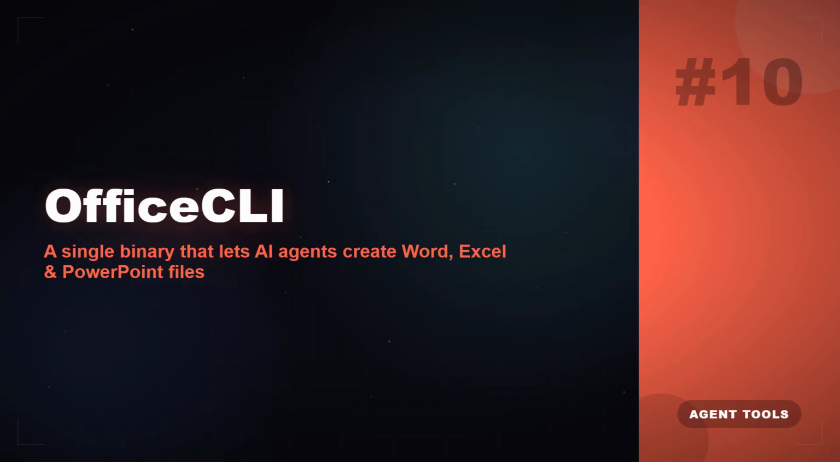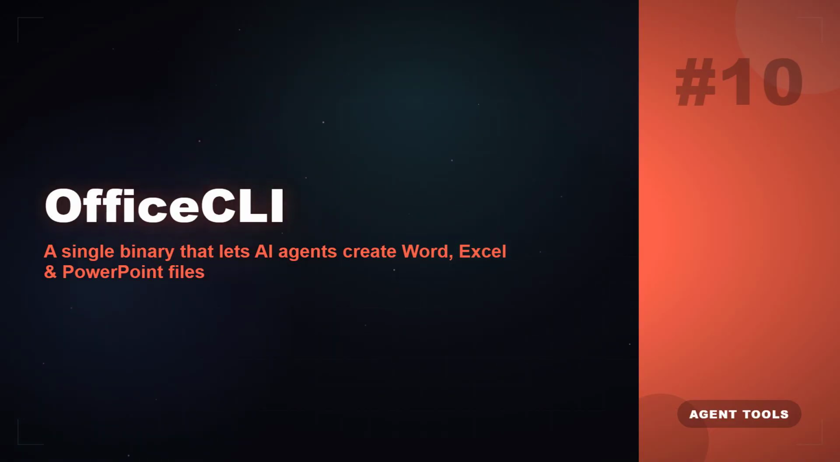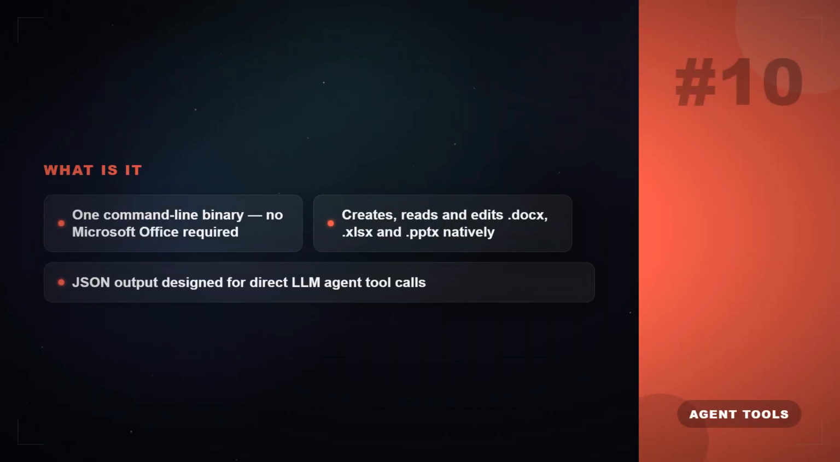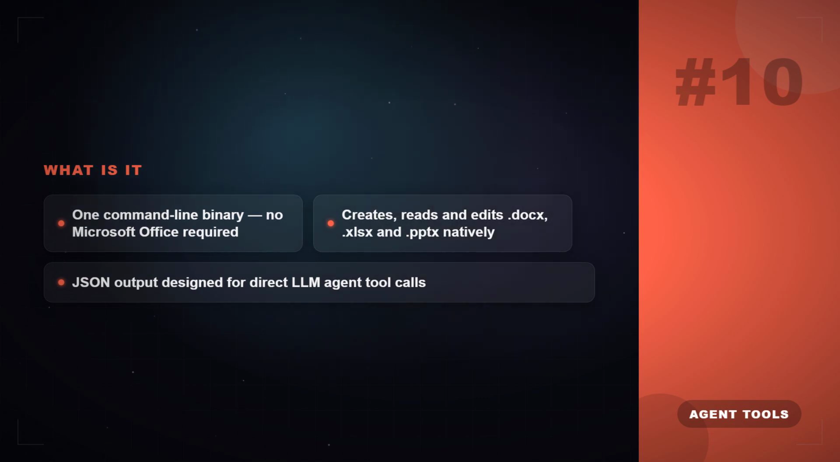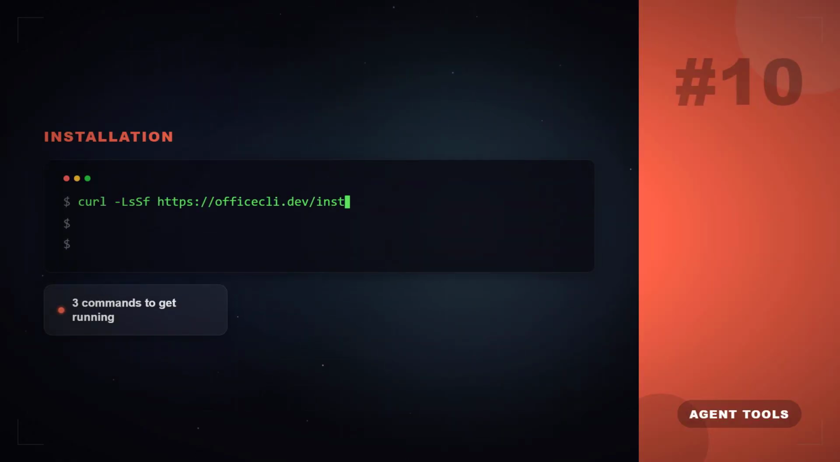OfficeCLI. A single binary that lets AI agents create Word, Excel, and PowerPoint files. No Microsoft Office required. OfficeCLI is a command-line Office suite built specifically for AI agents. It reads, writes, and edits docs, XLSX, and PPTX files natively, with clean JSON output designed for direct LLM tool calls. No heavy dependencies, no Office binaries, just one fast Go binary. Install it with a single curl command.